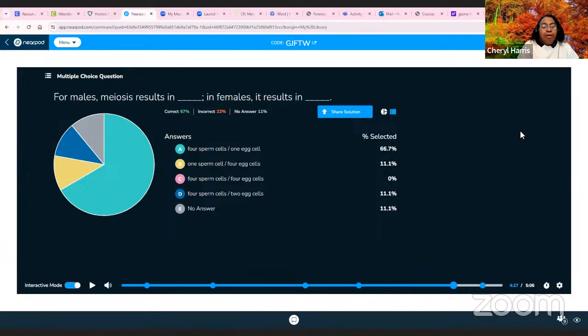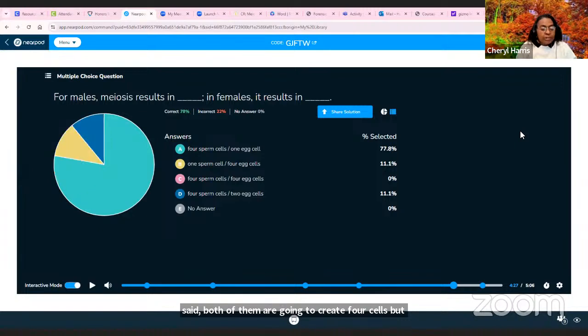All right. So it's males and then this might be a little confusing because like she said, both of them are going to create 4 cells, but with the sperm cells, they're going to be 4 distinct cells. And with the egg, they have one functional, she used the term viable, one functional cell, and the other ones become discarded. So that's just there to be part of the reduction process, and then the other ones are discarded.